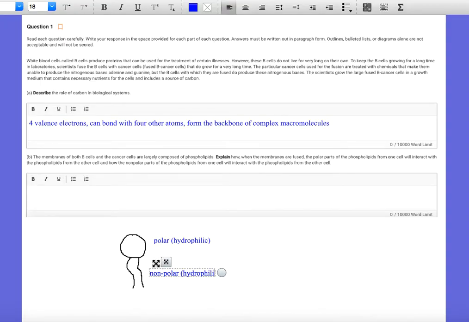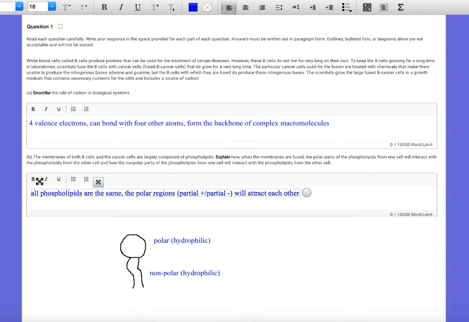And the important thing to remember here for this question is that all phospholipids are the same, no matter what organism they come from or what cell they come from. So the polar regions will attract each other, right? The polar regions, partial positive, partial negative will still attract, right? So the polar regions will attract each other, and the nonpolar regions will want to interact with each other.